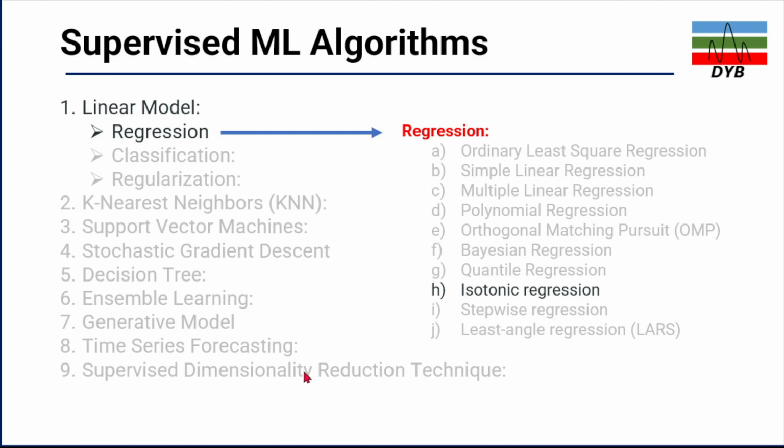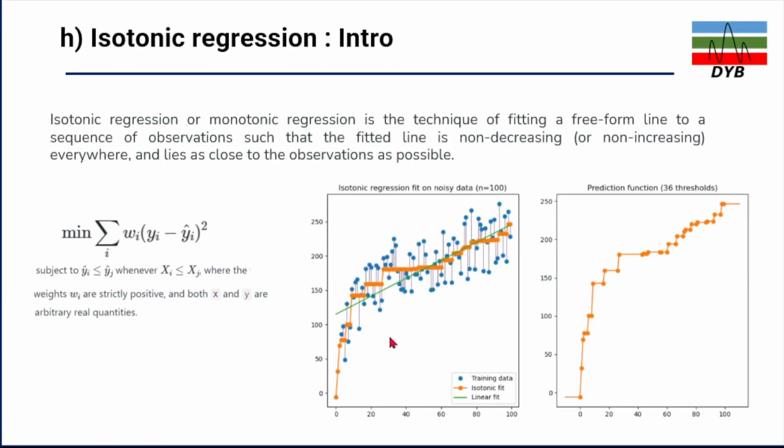So the eighth type of regression is isotonic regression. The isotonic regression, or we can call it monotonic regression, is a technique of fitting a free-form line to a sequence of observations such that the fitted line is non-decreasing, or non-increasing as well. It can apply everywhere and lies as close to the observations as possible. So over here it is very well represented in the data set. The equation looks like this one.